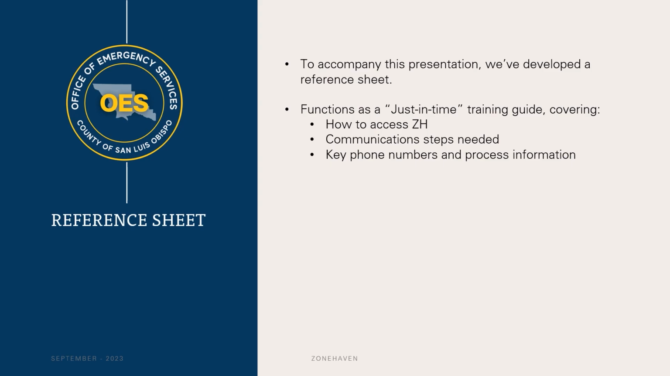So along with this training, we've developed a one-page, kind of like a just-in-time training guide for the folks in the field. This is a checklist, essentially, to remind you of all the critical steps that need to be taken. This includes how to access ZoneHaven and the communication steps that you must take to make sure that everybody's on the same page. Some takeaways we hope you got today: number one, ZoneHaven is not effective alone. It must be utilized with other alert notification systems. And ZoneHaven simply puts all of us, including the public, on the same map.